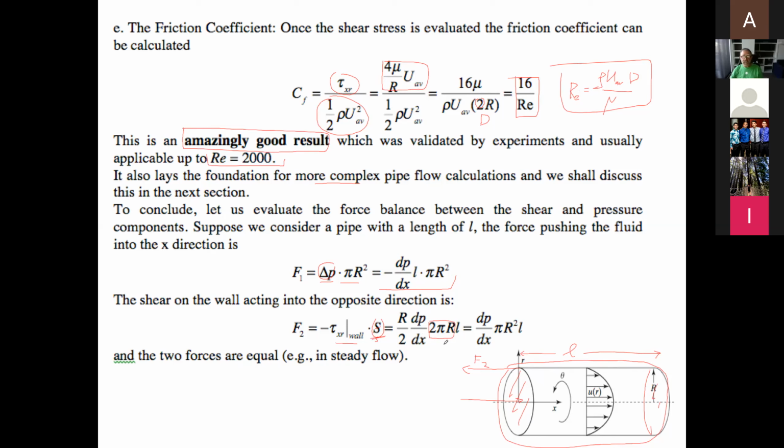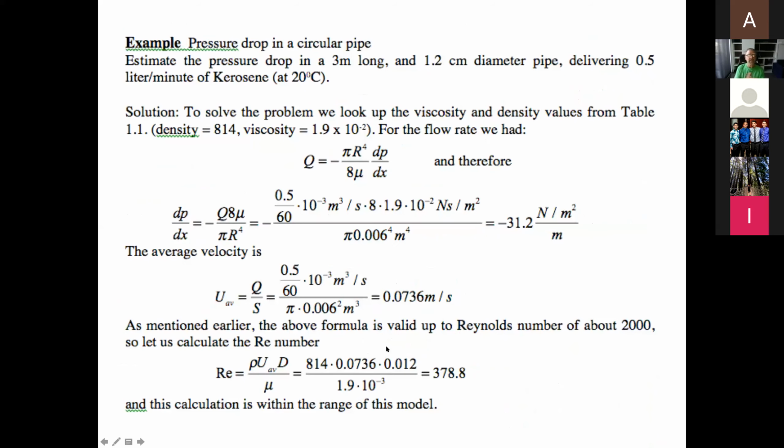So what is the internal surface? It's 2 pi r, the length of this arc, multiplied by L. So that's the internal surface multiplied by the shear, and it comes out dp dx pi r squared L. And of course, it's negative. It's acting in this direction. Exactly the same. So one more time, it proves that the shear must be equal to the pressure force. Otherwise, the fluid would accelerate. I believe that that's it.